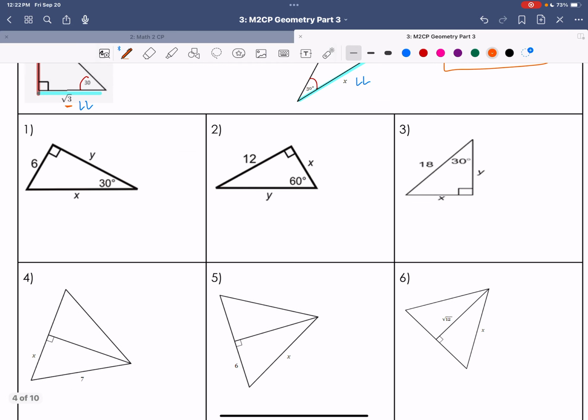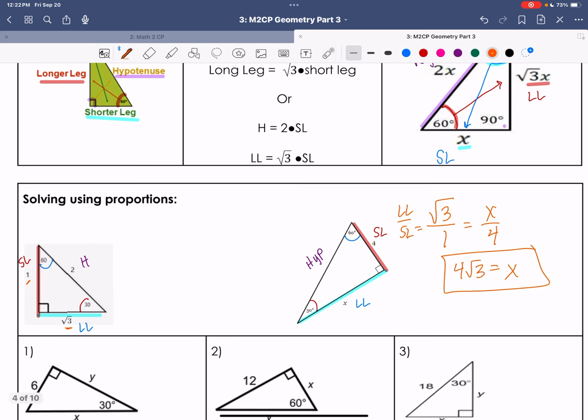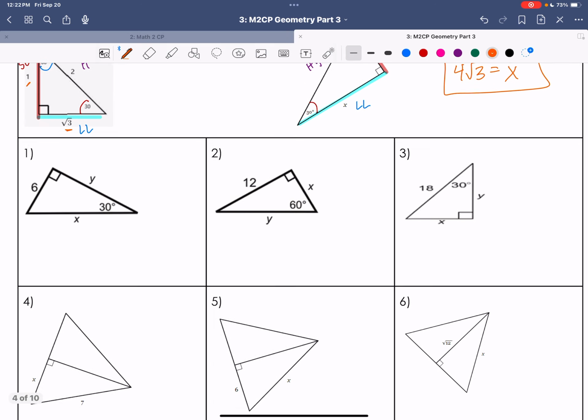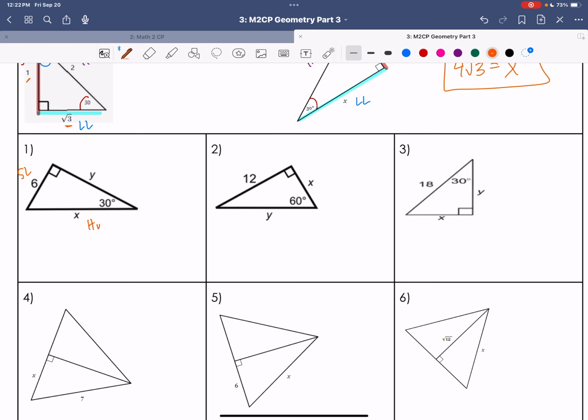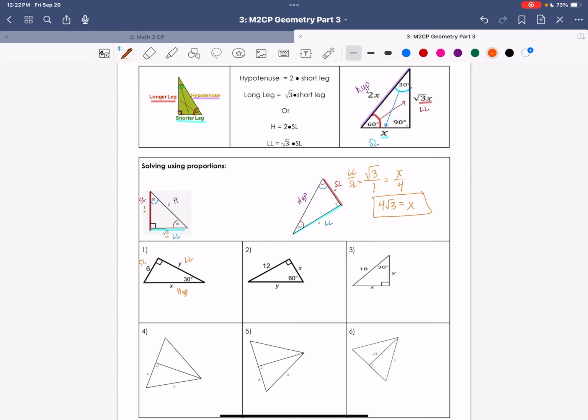Now we can go ahead and use this since we don't have a proportion. Now let's use some of our tricks that we learned up here. So again, label your sides. If this is 30, this is your short leg, 90 degrees here, this is your hypotenuse. So this would make this the long leg. So now if we're looking for the hypotenuse, we're going to do 2 times the short leg. If we're looking for the longer leg, we're going to do that.